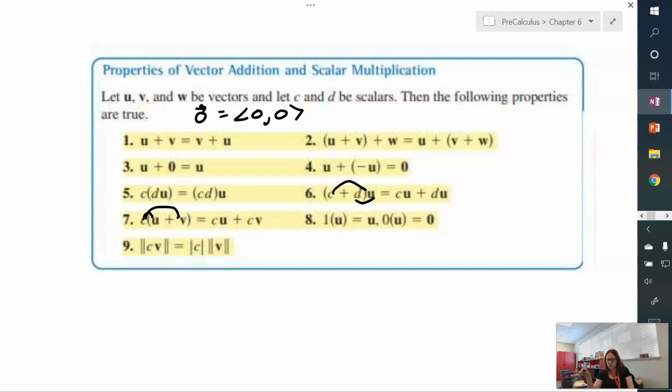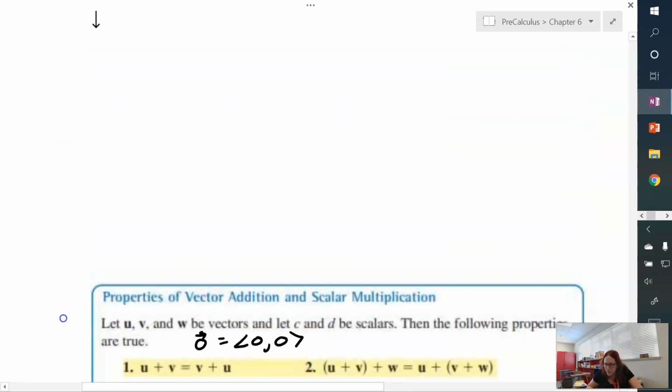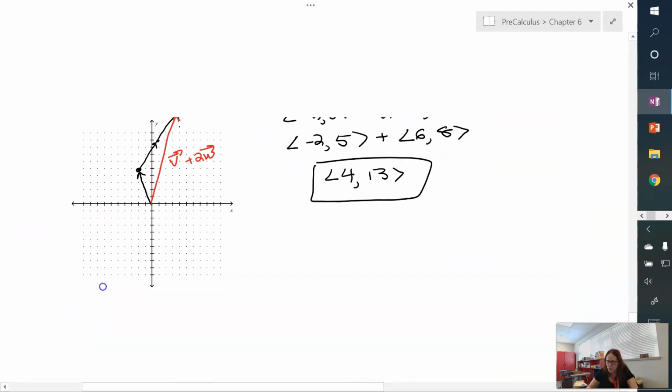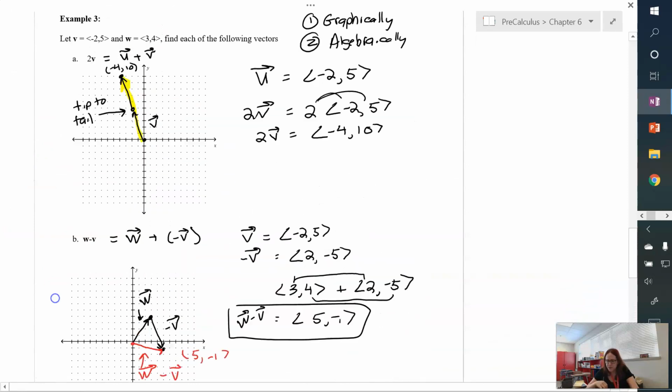And then our last one, what this says is if I take the magnitude of a vector that I've multiplied, it's the same thing as getting the magnitude first and then multiplying. So I can multiply my vector and then calculate its magnitude. I'm going to get the same thing as if I calculated the magnitude and then multiplied. So these are some properties that you can use when you're working on your vector operations.